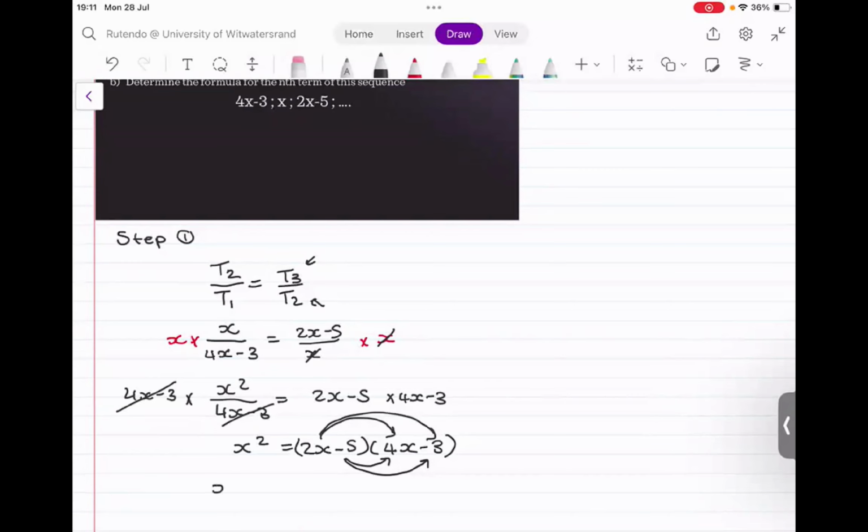So I'll have on this side x squared equals 2x multiplied by 4x is 8x squared. Then 2x multiplied by minus 3 is minus 6x. Then minus 5 multiplied by 4x is minus 20x. And minus 5 multiplied by minus 3 is plus 15.